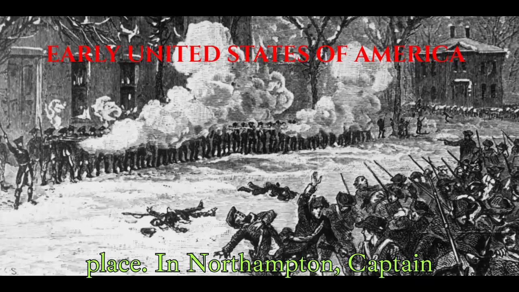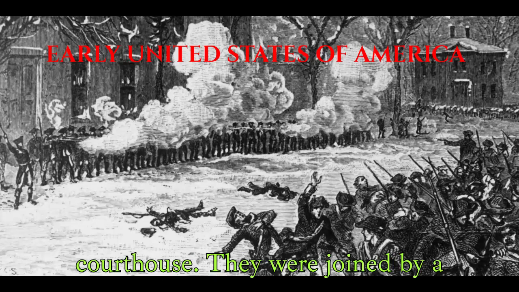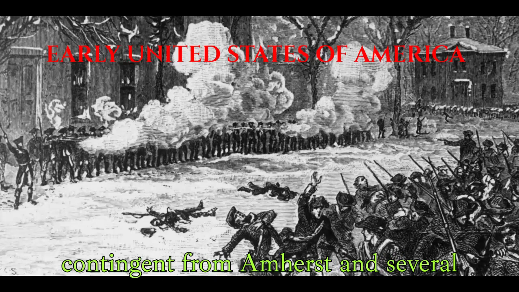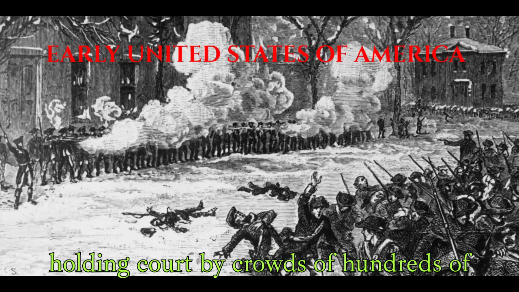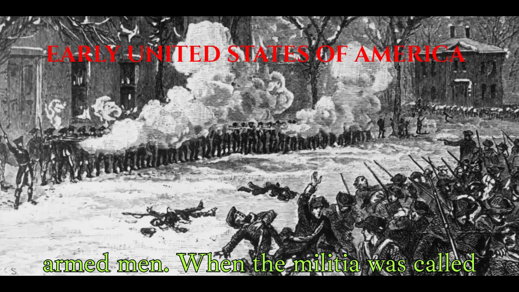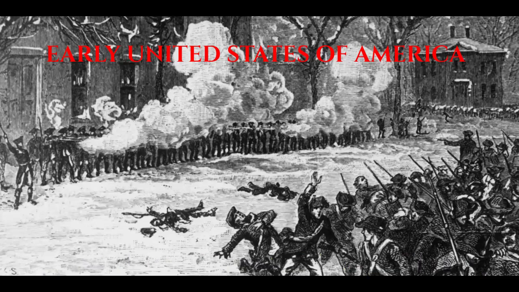In Northampton, Captain Joseph Hines led several hundred men to block judges from entering the courthouse. They were joined by a contingent from Amherst and several hundred more men from elsewhere. In Worcester, judges were blocked from holding court by crowds of hundreds of armed men. When the militia was called in, those men refused to answer, and many joined the crowd around the courthouse.